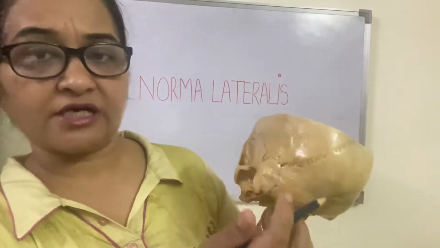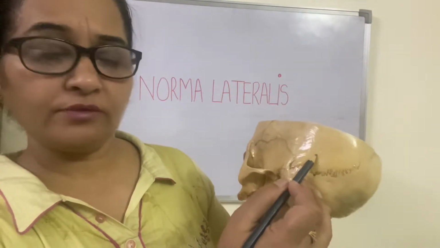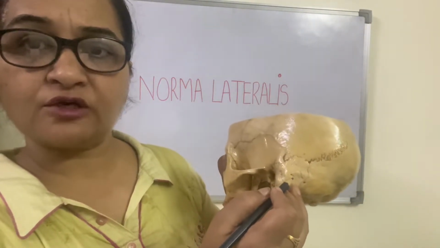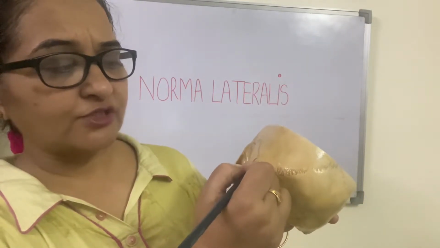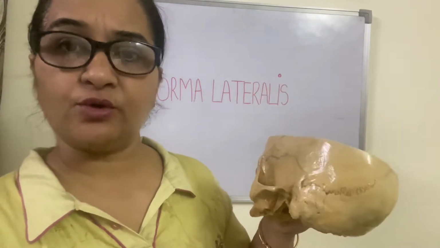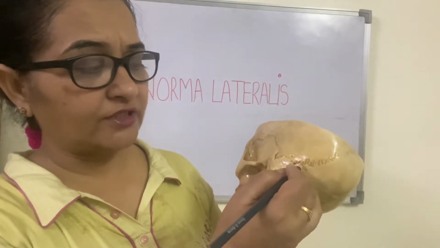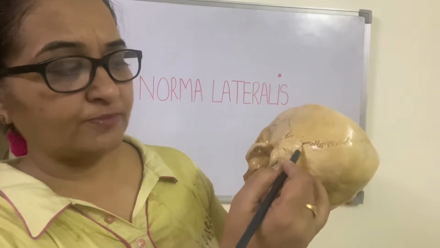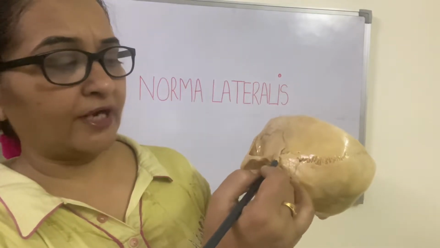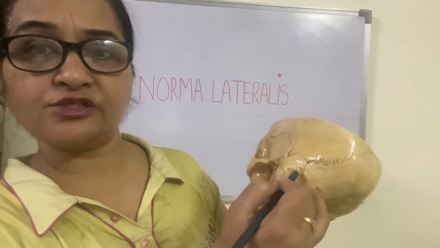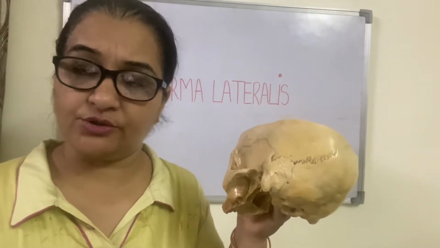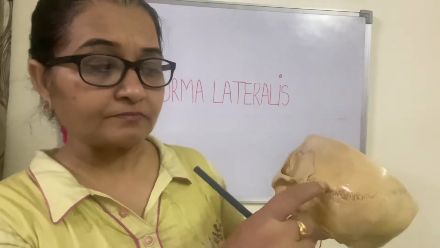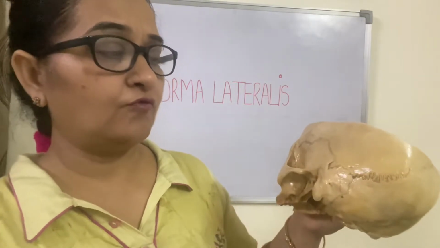Similarly, on the posterior side, this is the parietal bone, this is the occipital bone, and this is the mastoid part of the temporal bone. The meeting point of these sutures at this point is known as the asterion. The asterion is the point where these 3 sutures meet: this is the lambdoid suture, this is the occipitomastoid suture, this is the parietomastoid suture. In infants, it is known as the posterolateral fontanelle.